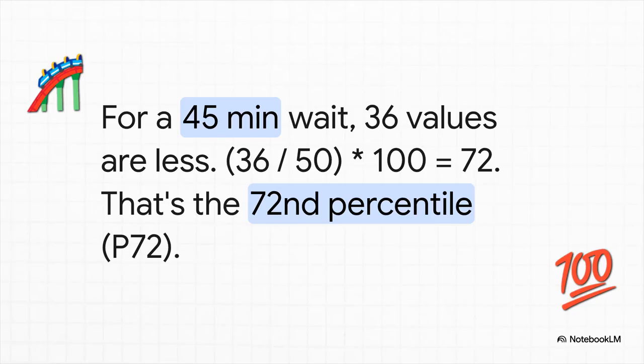So now we can finally answer our question. We look for our 45-minute wait time, and we just count how many values are smaller than it. Turns out there are 36 wait times that are shorter. So we take that 36, divided by the total number of waits, which is 50, and multiply by 100. And we get 72. That means a 45-minute wait is in the 72nd percentile. It's longer than 72% of all the other times recorded.